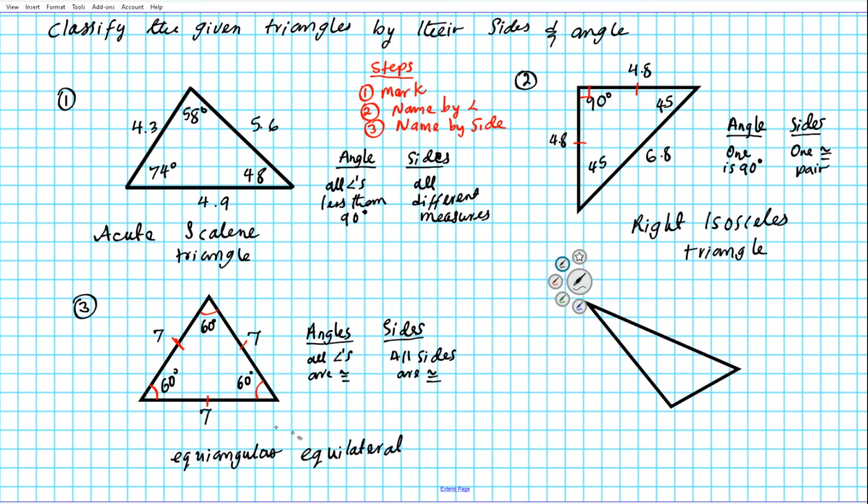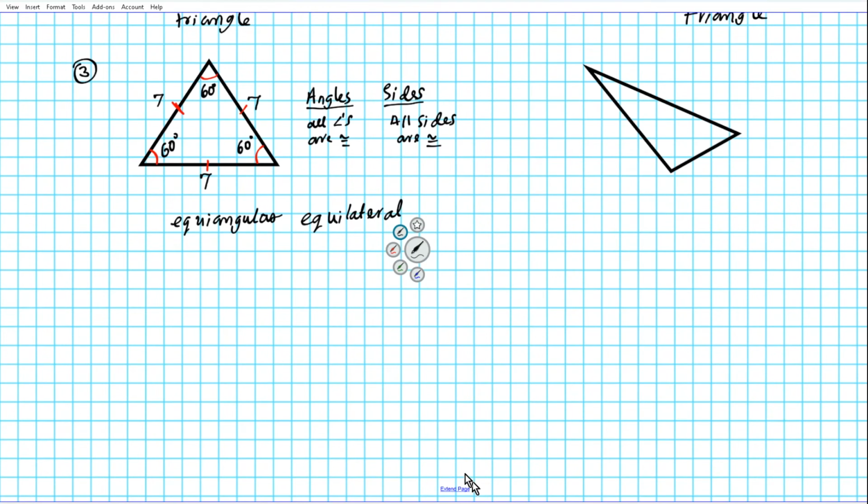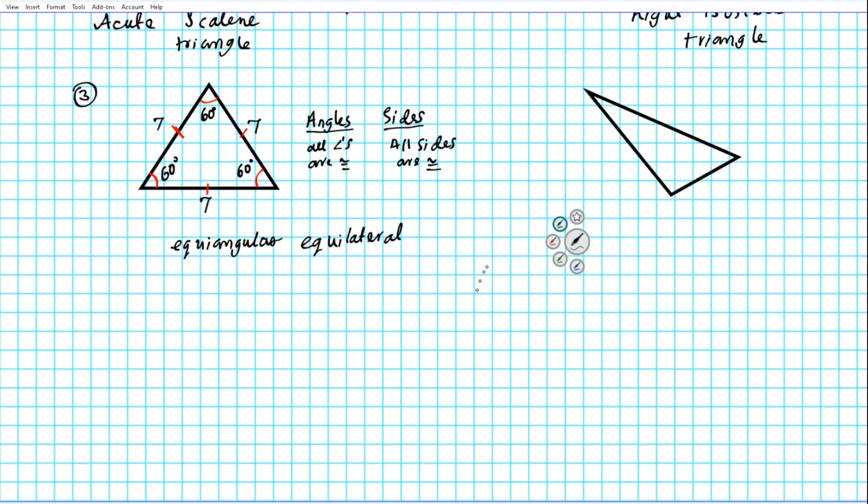You can also call it an acute equilateral. It's the same thing. Or just equilateral triangle, because all equilateral triangles are acute and all equilateral triangles are equiangular. So just calling it equilateral, equiangular equilateral, or acute equilateral, that will all suffice. Okay? So let's write down all the possible names that you can call this. You can call this equiangular equilateral, or you could call it acute equilateral, or you could just call it an equilateral triangle. That's sufficient.